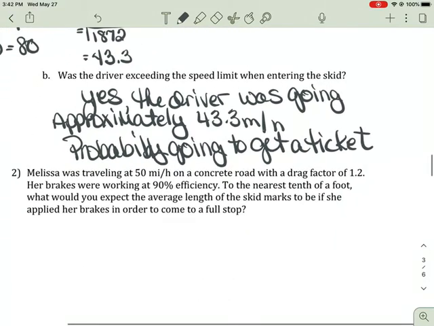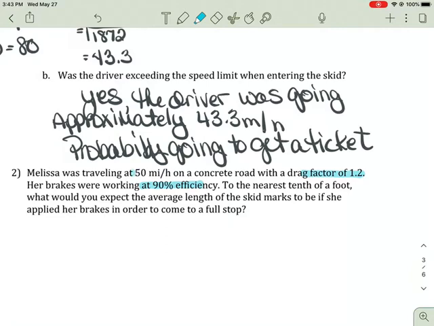All right, so let's try another one of these. Melissa here was traveling at 50 miles per hour on a concrete road with a drag factor of 1.2. So let's highlight that. We have a drag factor of 1.2. Her brakes are working at 90% efficiency. To the nearest foot, what would you expect the average length of skid marks to be if she applied the brakes in order to come to a complete stop?